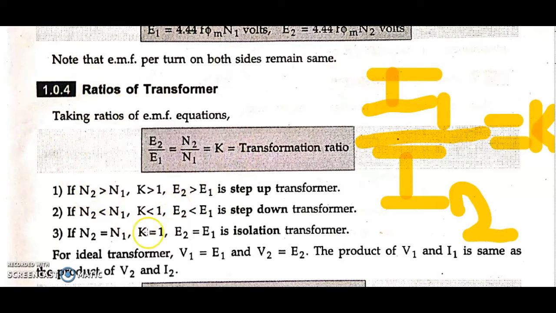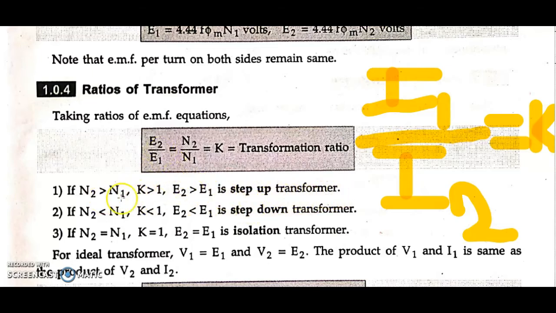Now coming to this, if N2 is greater than N1, that is, if the number of turns in the secondary side is greater than the number of turns in the primary side, then what happens? K value will always be greater than 1, because if you divide anything bigger by smaller you will always get a value greater than 1. So in that case E2 will be greater than E1. Just multiply with E1, and E1 will be amplified. So your E2 will always be greater than E1. Such types of transformers are called step up transformers.